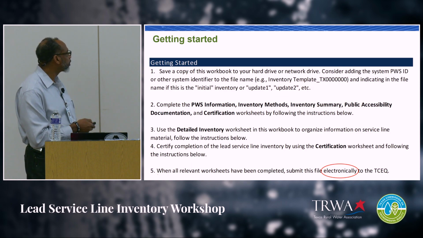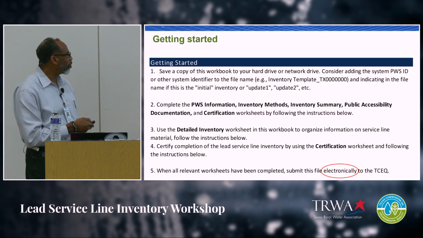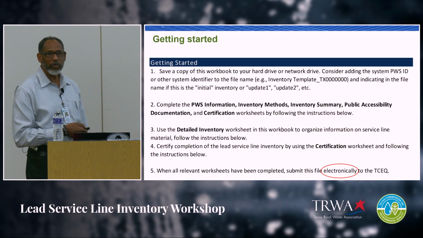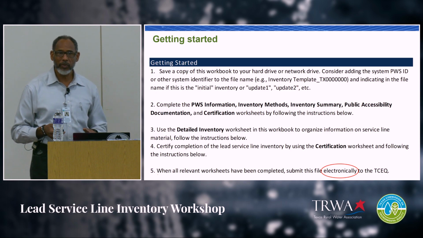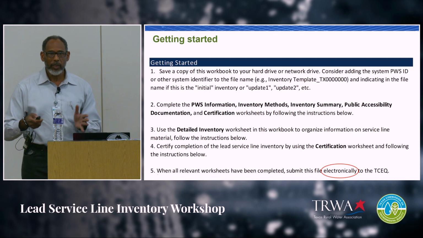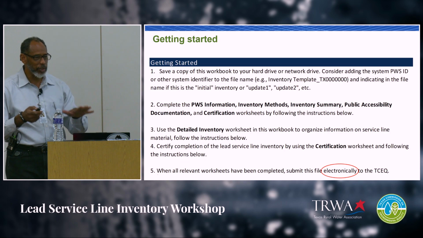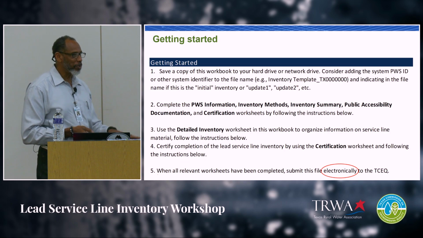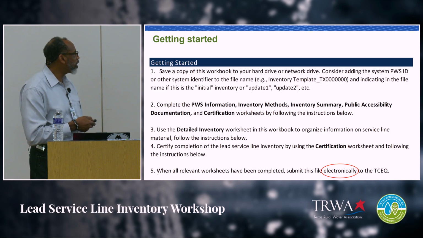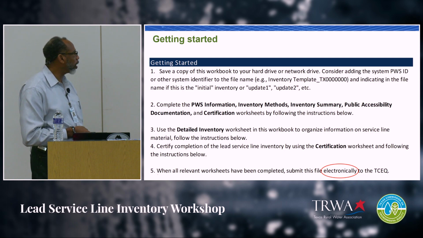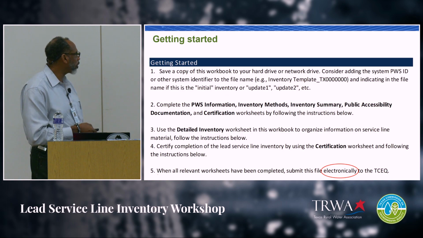Once you submit it to TCEQ and you change it, then you could have update 1, update 2, and so forth. Complete your PWS information, inventory methods, inventory summary, public accessibility documentation, and certification worksheets. These are all the tabs. If you're familiar with Excel, when you open it, you have all these tabs at the bottom. For most people, that's how it's structured, unless you've gone in and changed it. As you work through the template, you'll come to all these tabs.